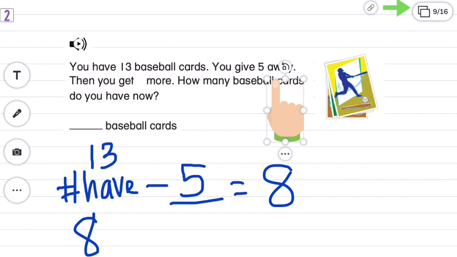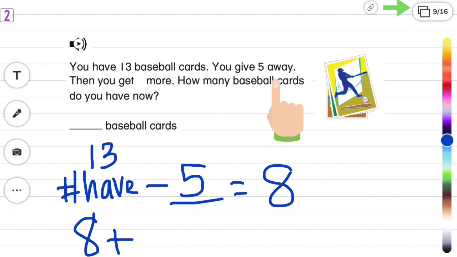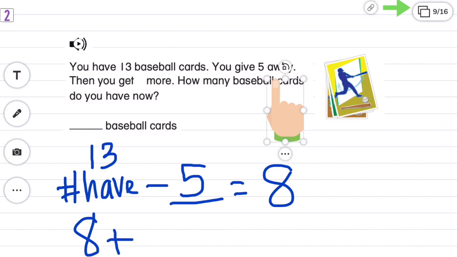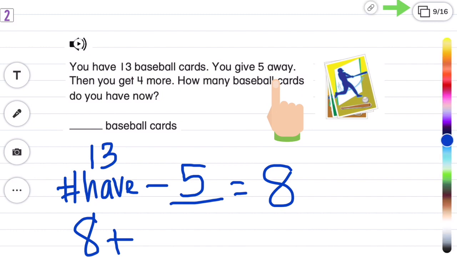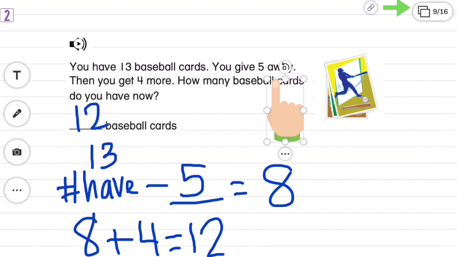So if I'm getting more of something, the number gets bigger. So that's addition. Then you get blank more. So let's see what the number is. 4. 8 plus 4. When those two parts come together, the whole is 12. So now I have 12 baseball cards. So really, I started with 13 and now I have 12. I only lost 1.